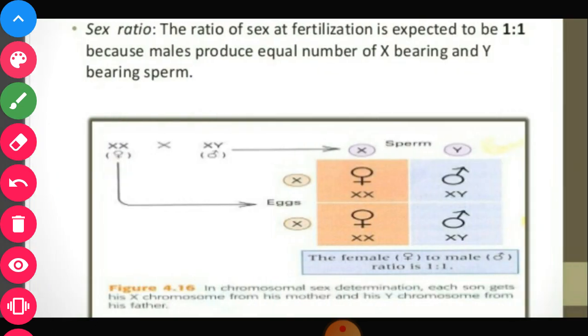Now see here, 50% of gametes produced by the male have one type and 50% have the other type. So their sex ratio should be 1:1.